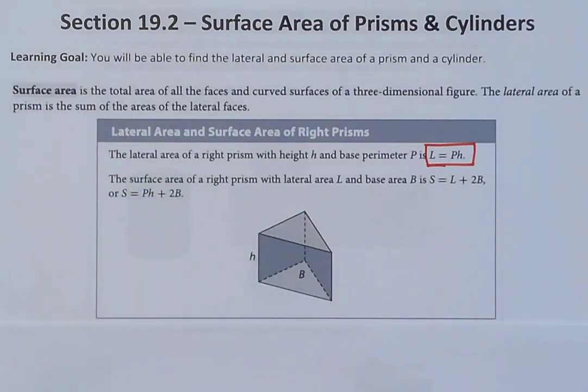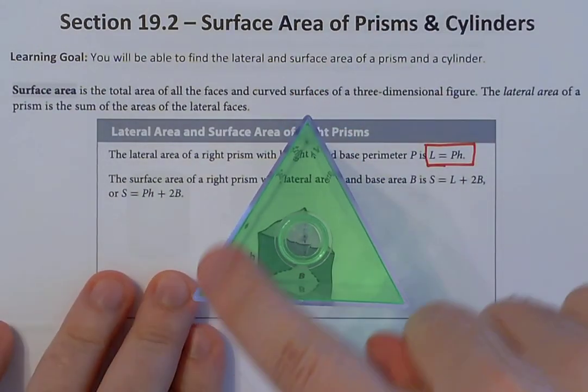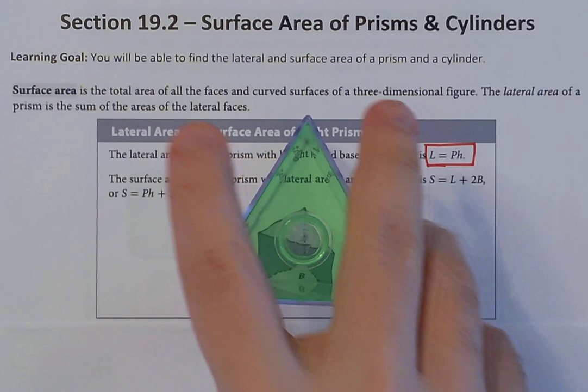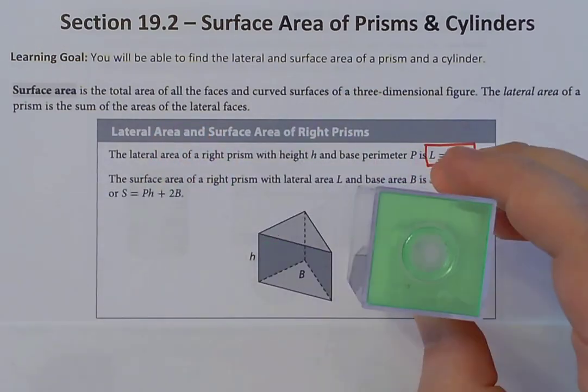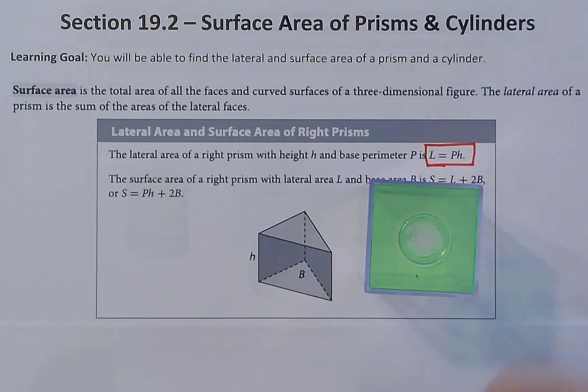So if you have a triangular prism, you have to find the perimeter of the triangle and then multiply it by the height of the prism. If you have a rectangular prism, you have to find the perimeter of the rectangle and then multiply it by the height of the prism. Perimeter just means that you add the length of all three or all four sides of your base. So that's how you find lateral area: L equals PH, the perimeter of the base multiplied by the height of the prism.